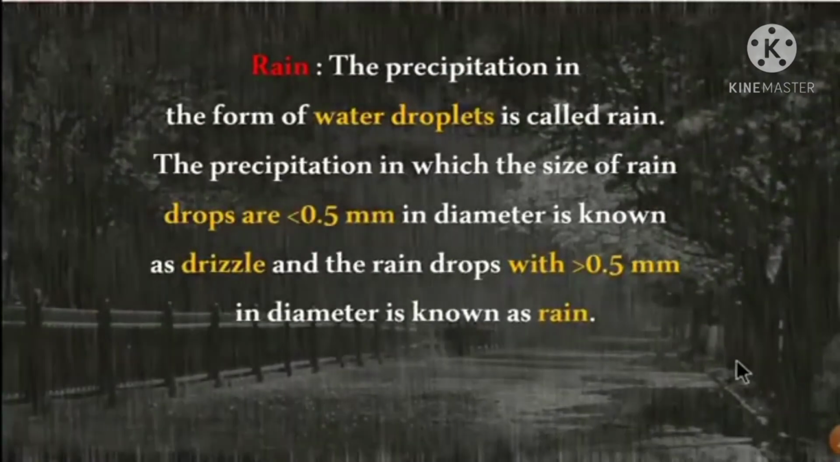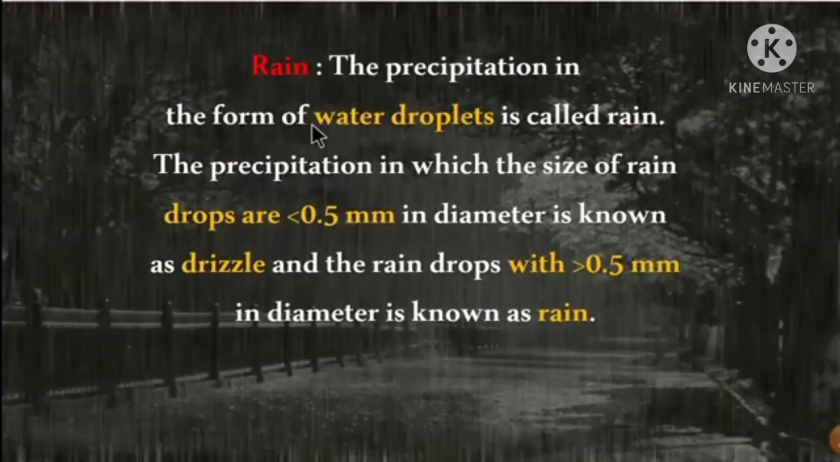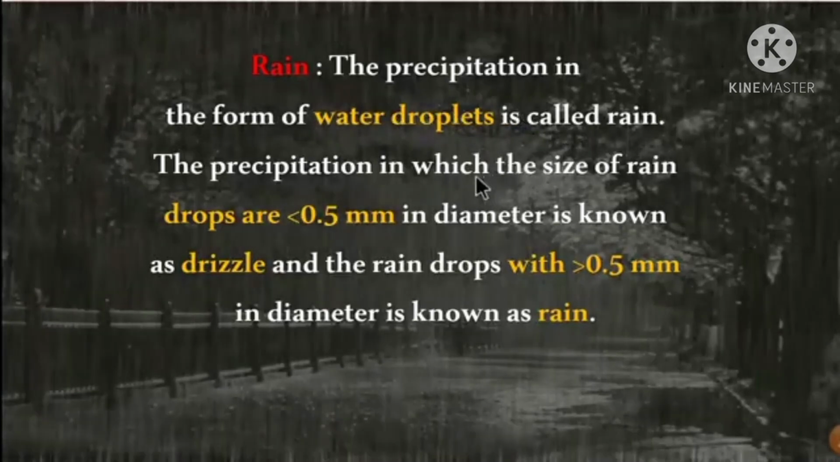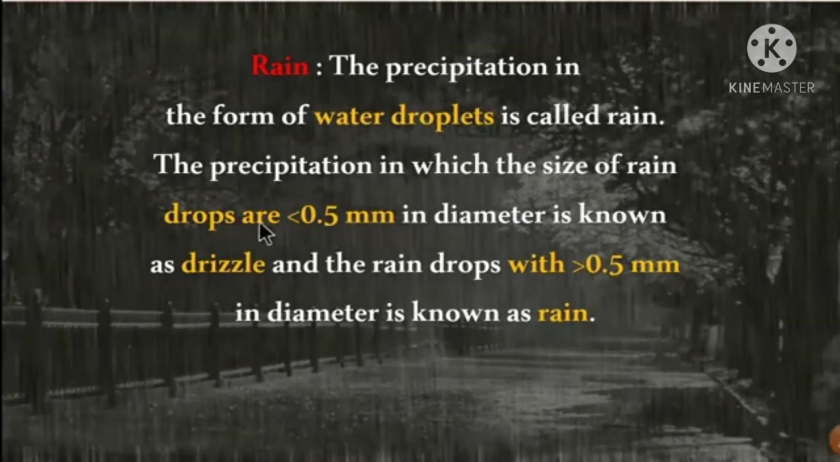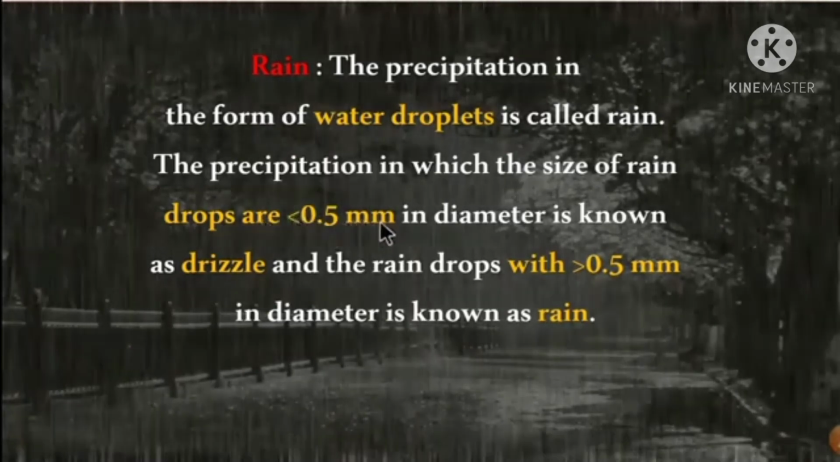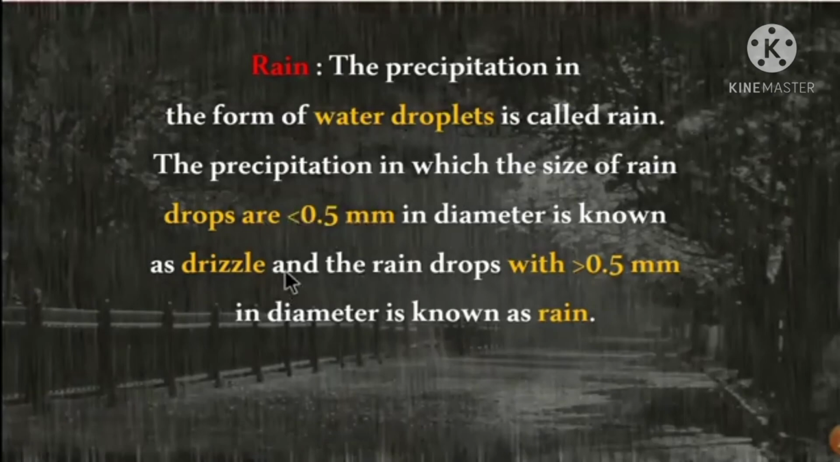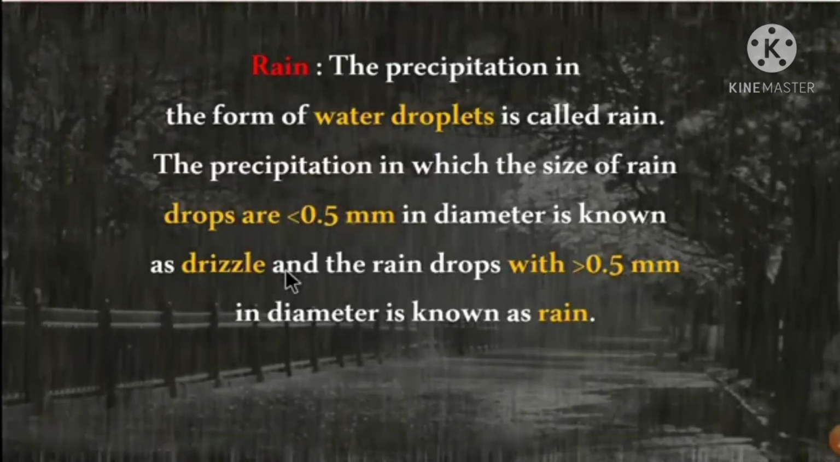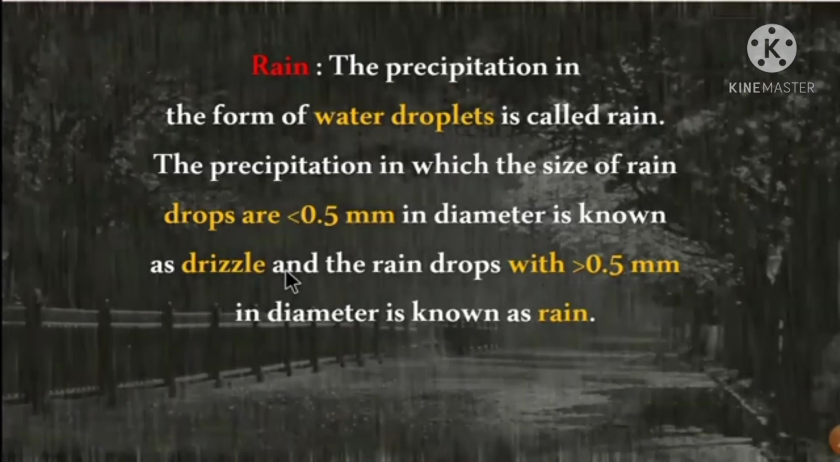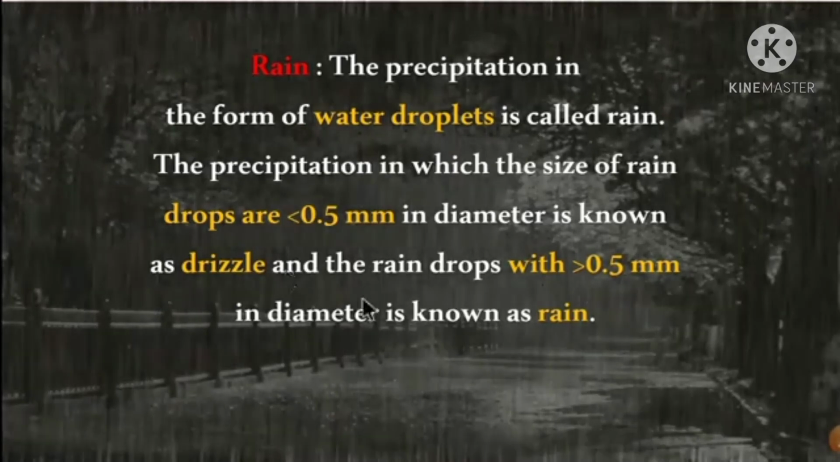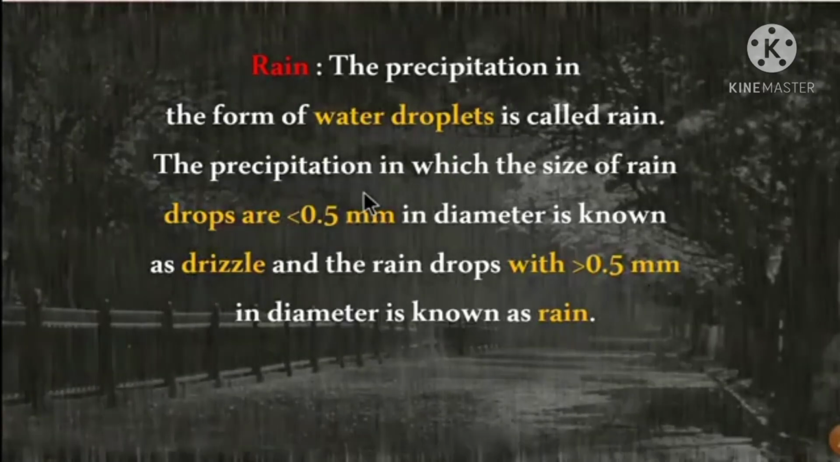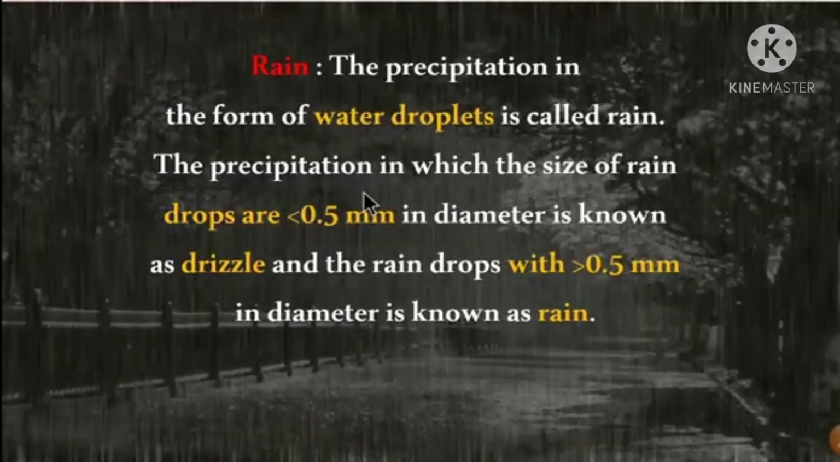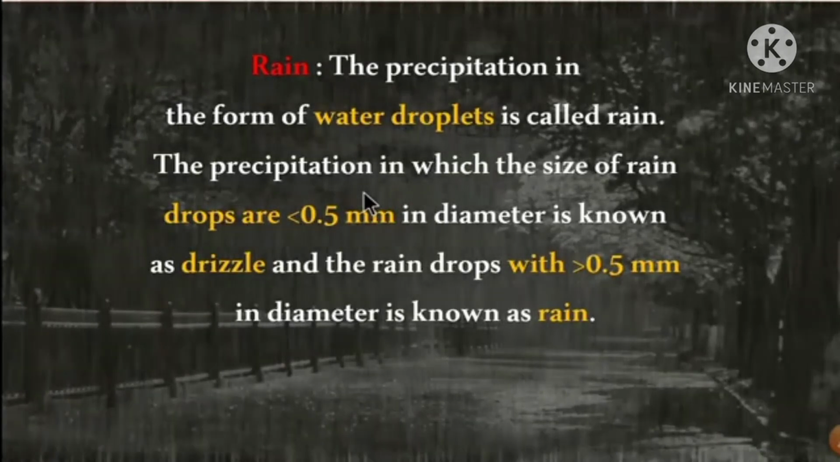Let's see the first form of precipitation, the rain. The precipitation in the form of water droplets is called rain. The precipitation in which the size of raindrops is less than 0.5 millimeter in diameter is known as drizzle, and raindrops greater than 0.5 millimeter in diameter are known as rain.